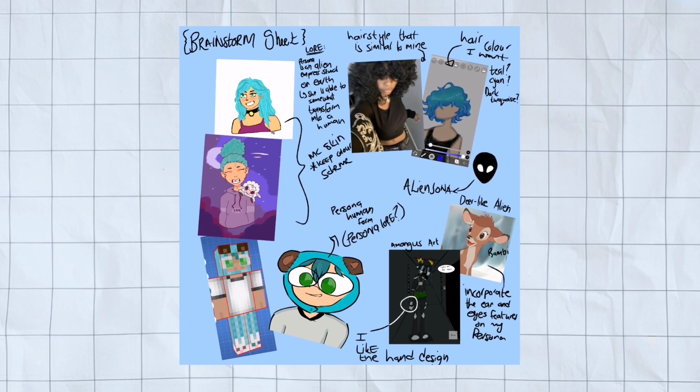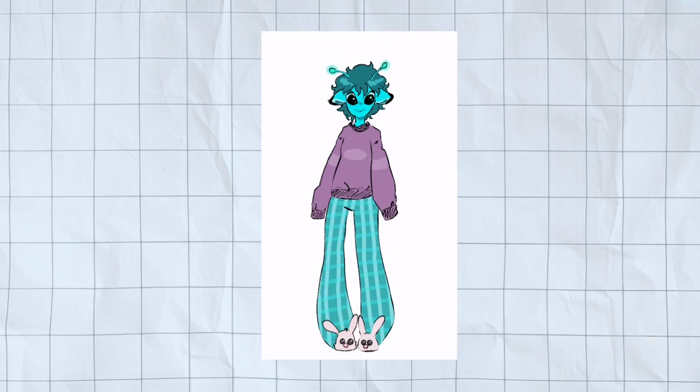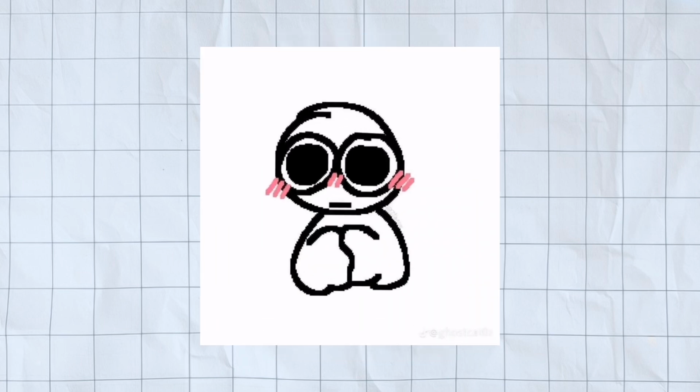This is my brainstorm board. I got anything and everything I liked onto this board and just started patching things together, started getting ideas as to what I would use for my persona. This is what I came out with, a cute looking alien creature. I unfortunately was not satisfied with the outcome of this one, and so I decided to try it again, and I'm gonna show you that sketch or the process right now.